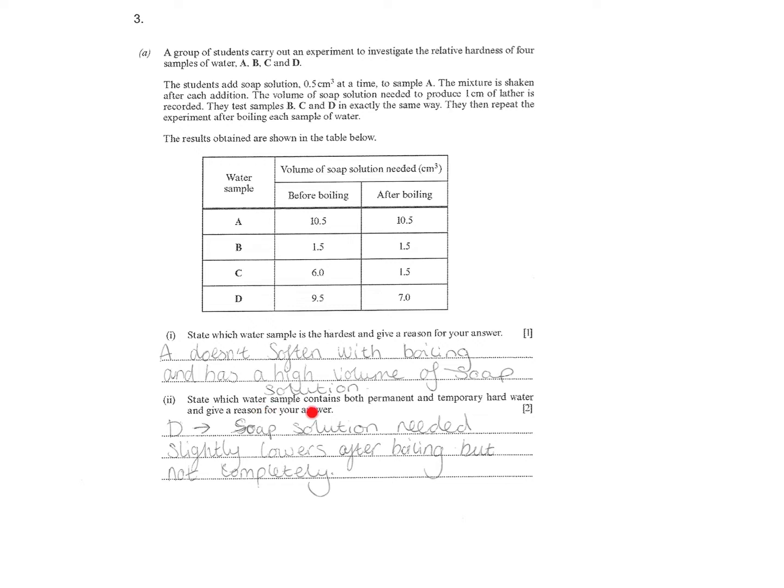Then it says, state which sample contains both permanent and temporary. Give a reason for your answer. It's going to be D, because it decreases slightly, but it doesn't decrease as much as you would think. It slightly lowers after boiling, but not completely.